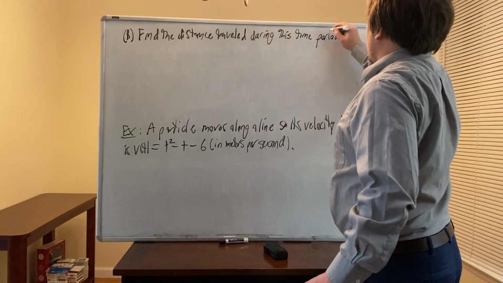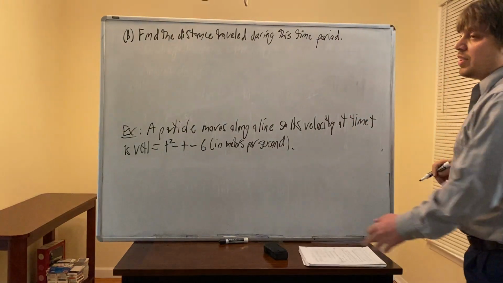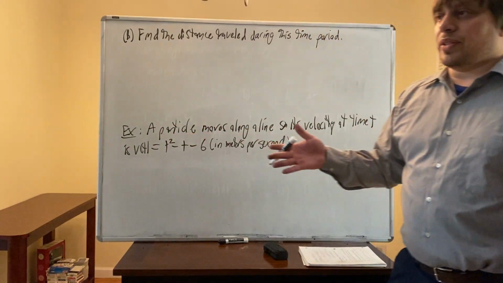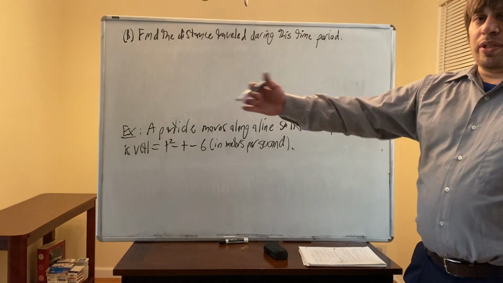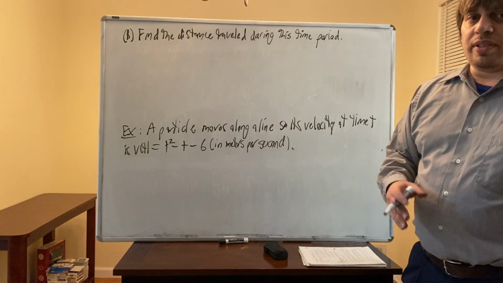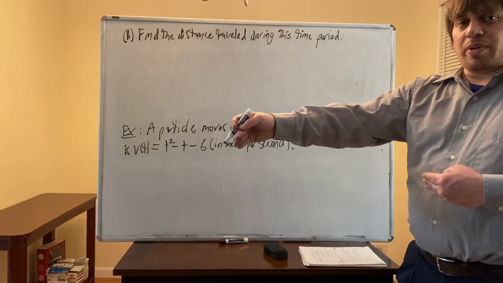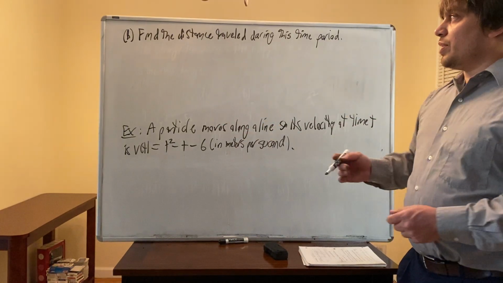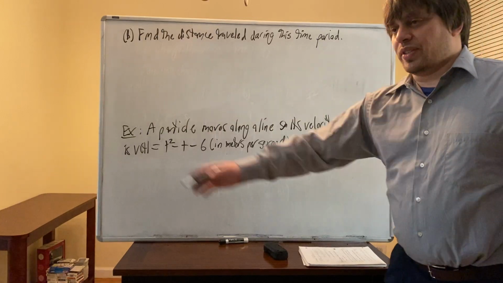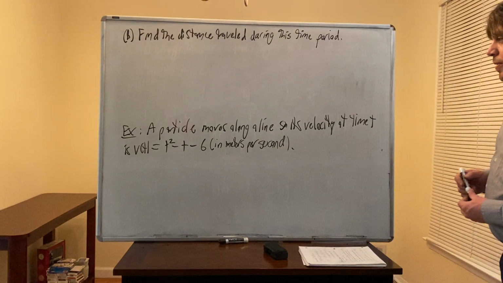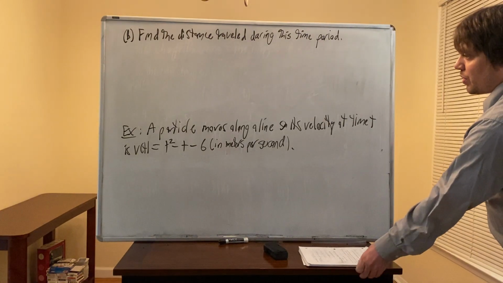Okay, so the distance traveled is different than the displacement. Displacement is the location you ended up minus where you started, right? Where you ended minus where you started. That's the displacement. The distance traveled is the actual physical length of the distance you traveled from when you started to when you ended.